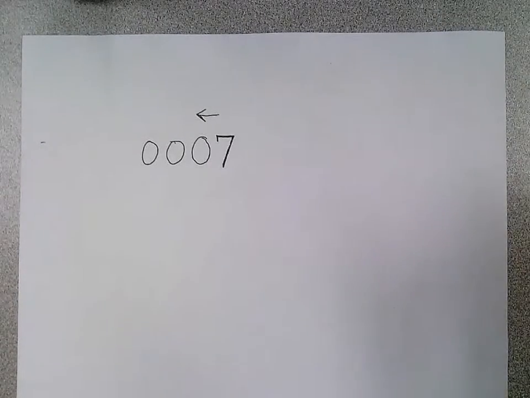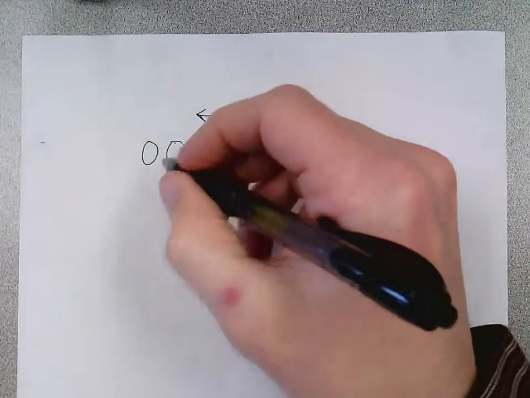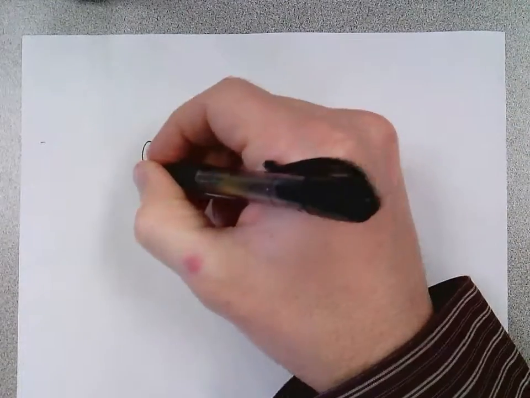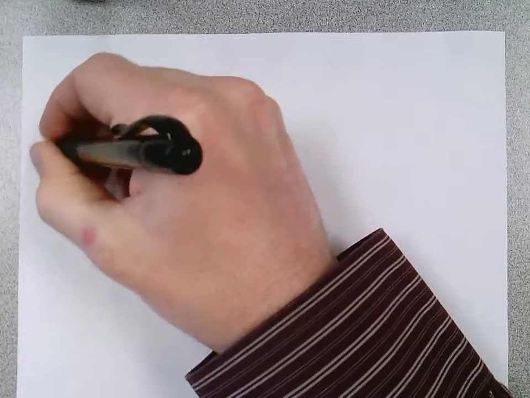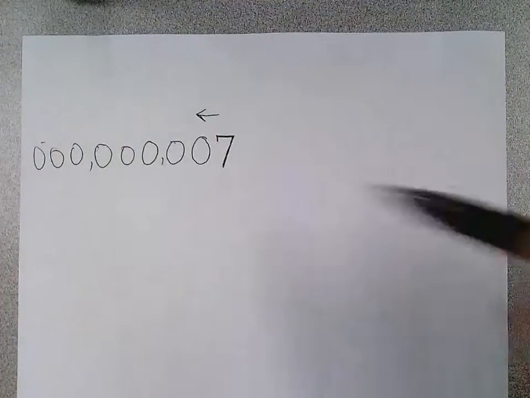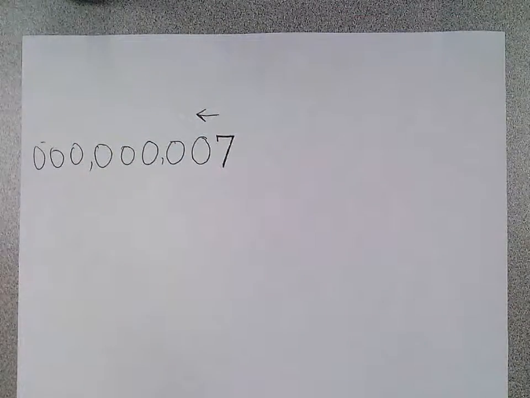Now, we've talked about those place values before: ones, tens, hundreds, thousands, 10,000s, 100,000s, millions, 10 millions, 100 millions, and so on and so forth. And I could take those zeros out forever.